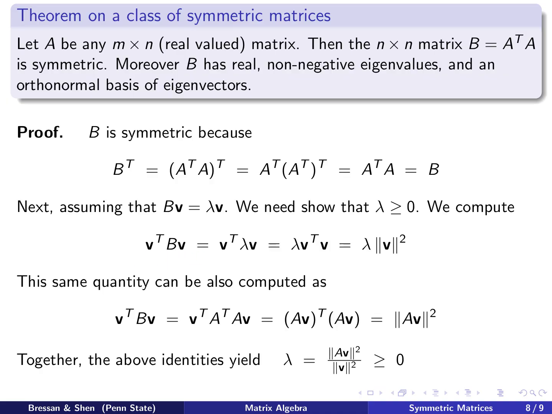The same quantity is computed in two different ways, and these two must equal each other. So this equals that, and then I have an expression for lambda, which would be AV norm squared over V norm squared. Everything here is non-negative, so the whole thing is bigger than or equal to 0.